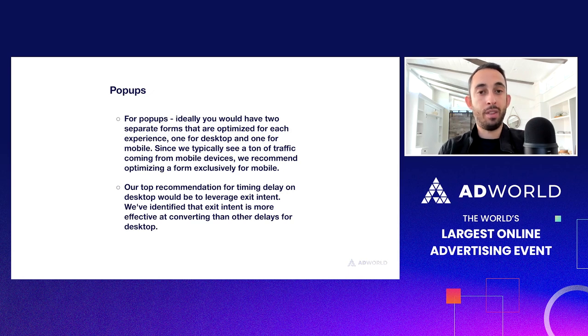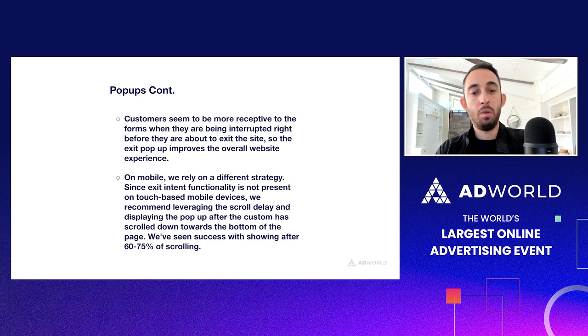We've identified that exit intent on desktop is more effective at converting than any of the other delays, right? Immediate time delay, after a certain percentage of the page has been scrolled, or a certain amount of time on the site. We have found specifically for desktop pop-ups that exit intent is the best. The reason is customers seem to be more receptive of forms when they are interrupted right before they leave the site, versus when they're on the site trying to browse and see what you have.